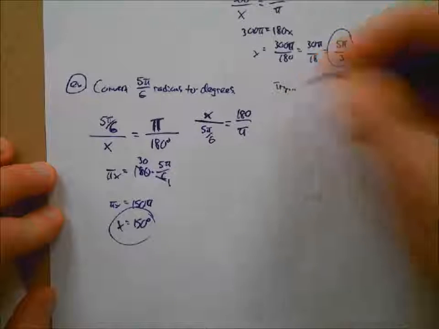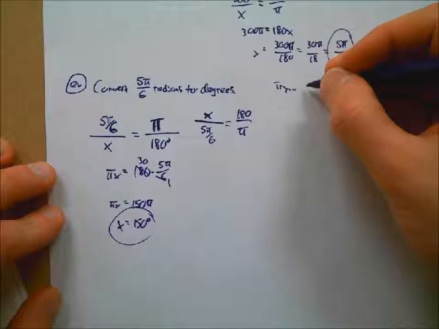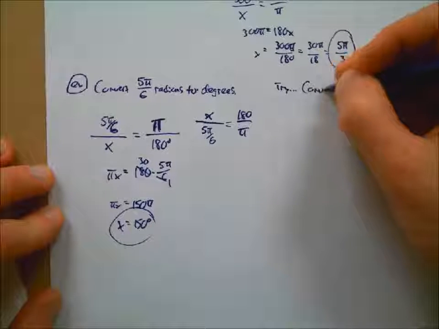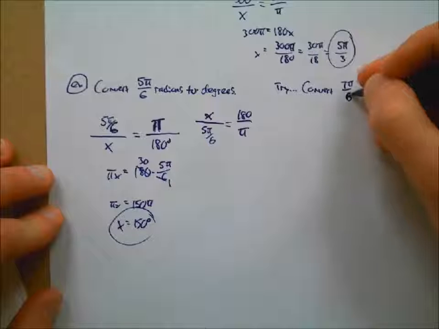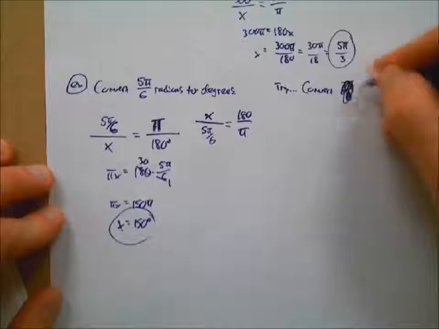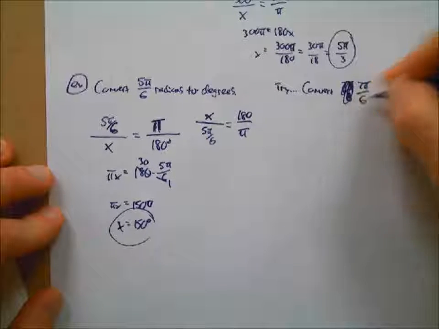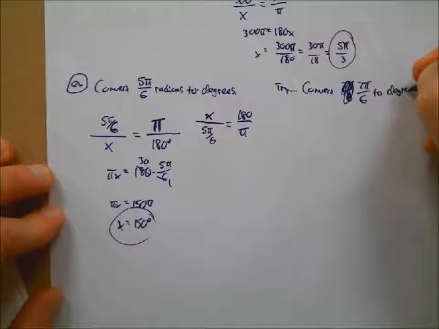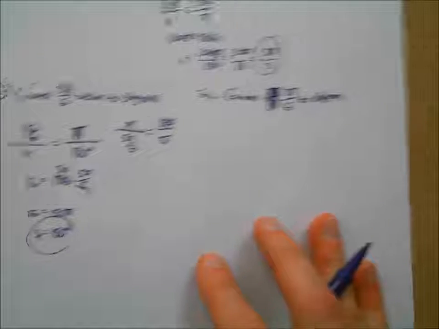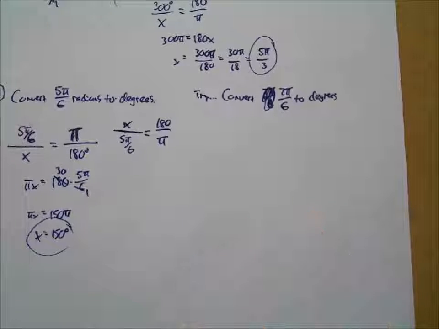Okay, so you guys try one more here. How about 7 pi over 6? Okay. So again, convert 7 pi over 6 to degrees.